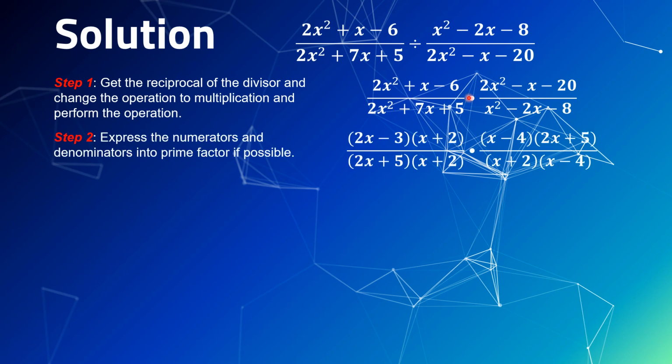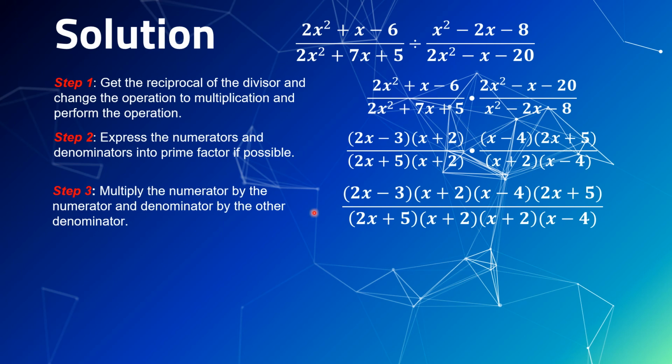Express the numerators and denominators into prime factors if possible. So this one, you're going to factor out the numerators and denominators. You have to go back to the factoring techniques again. So the factored form of this is the quantity of 2x minus 3 times the quantity of x plus 2. The factored form of this one is the quantity of 2x plus 5 times the quantity of x plus 2. Here, the factored form is the quantity of x minus 4 times the quantity of 2x plus 5. Here, the factored form of this one is the quantity of x plus 2 times the quantity of x minus 4.